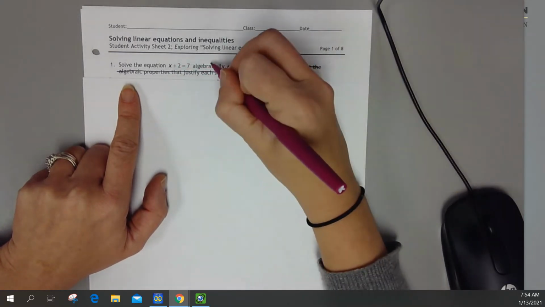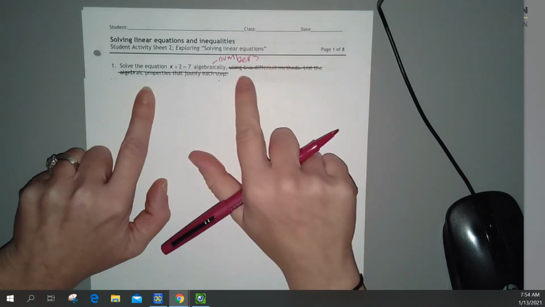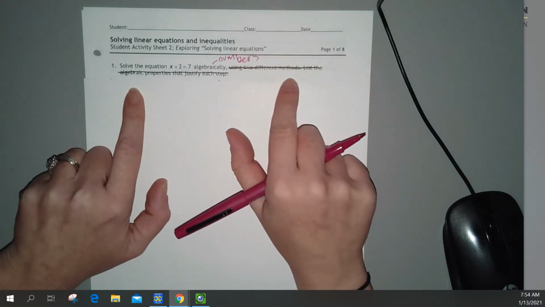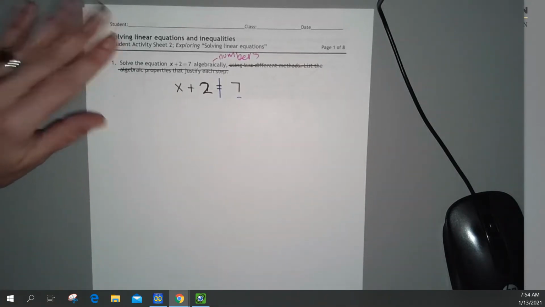That just means, guys, with numbers. Whoops, lost my lights. With numbers. Okay, now go ahead and cross off this whole using two different methods. And we're also not going to list the properties. Let's just solve this. Okay, our first problem here.